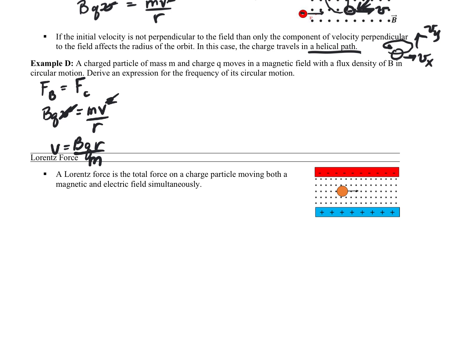Now why do I want V? Because we want the frequency of its circular motion. Frequency, if you remember, is 1 over the period, correct? Right. And the period is 2 pi r. It's going to be 2 pi, basically. So it's 1 over 2 pi r.